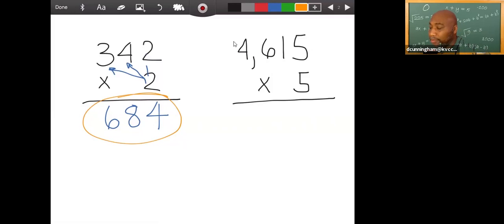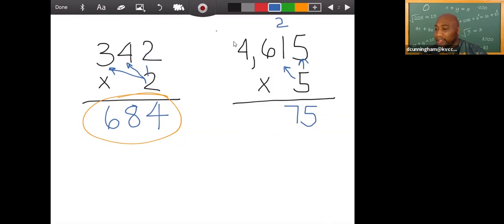So for the next one, we have 4,615 times 5. So let's use that 5, guys. And so 5 times 5 is 25. So we have 2 digits. So the 5 goes here and the 2 goes on top. So the first thing we should do is multiply 1 times 5. 1 times 5 is 5. Then we add 2, which is 7.